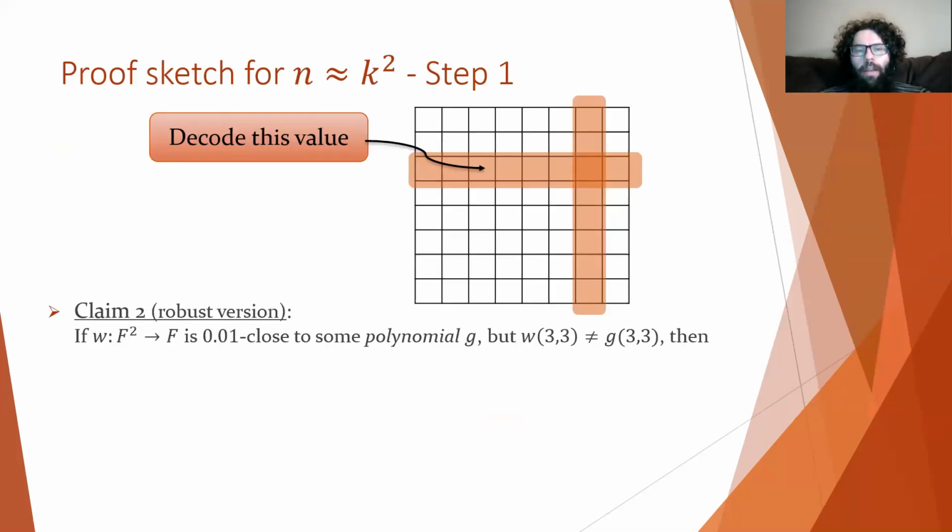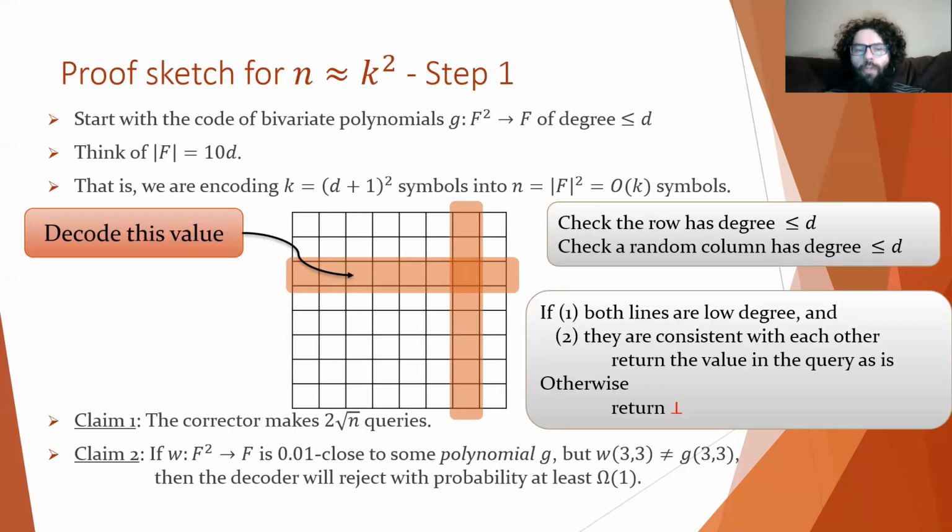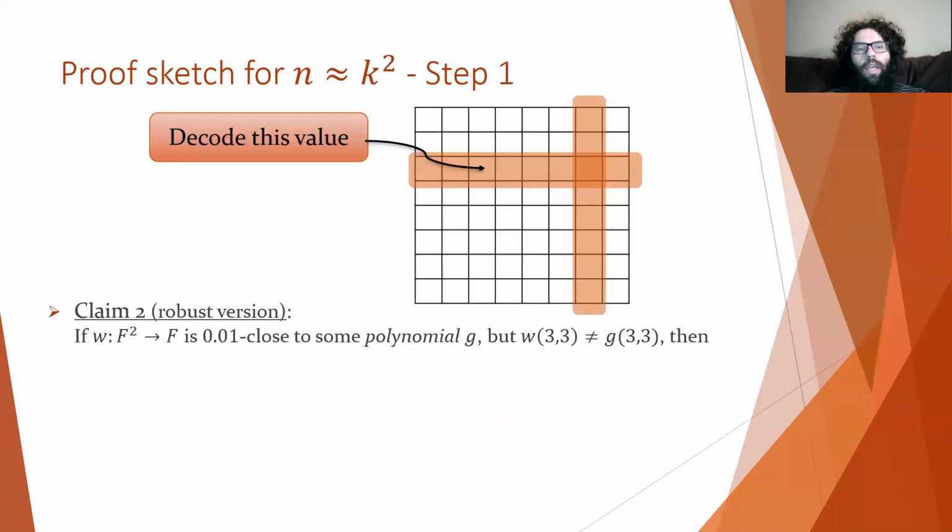So far we don't get a constant number of queries. We get square root n queries. To reduce the number of queries, we need a robust version of this. The robust version says the following. Let's again make this assumption that we're close to some polynomial g. So g is the right polynomial, but in this point the value is incorrect.